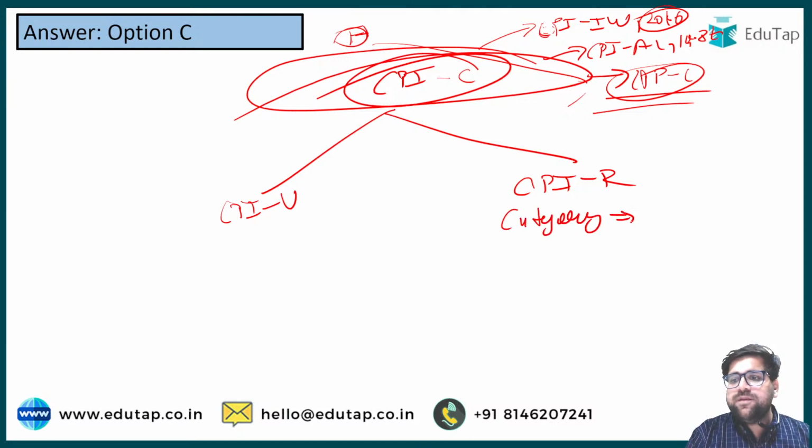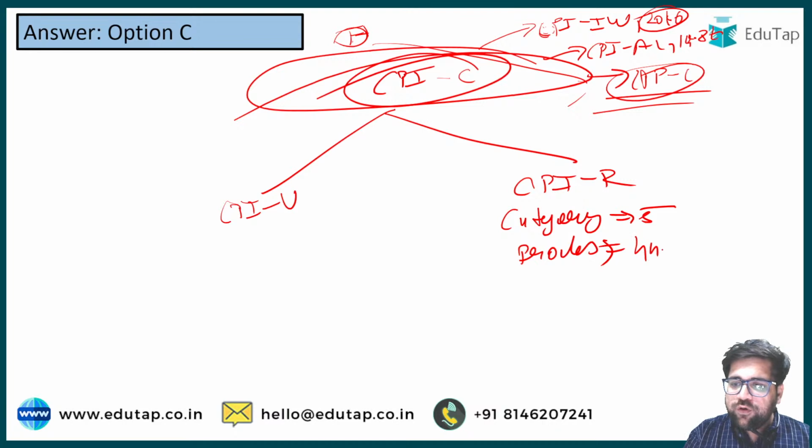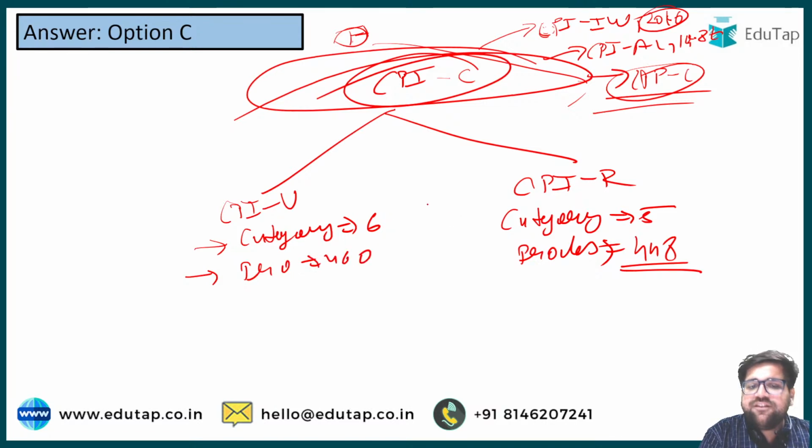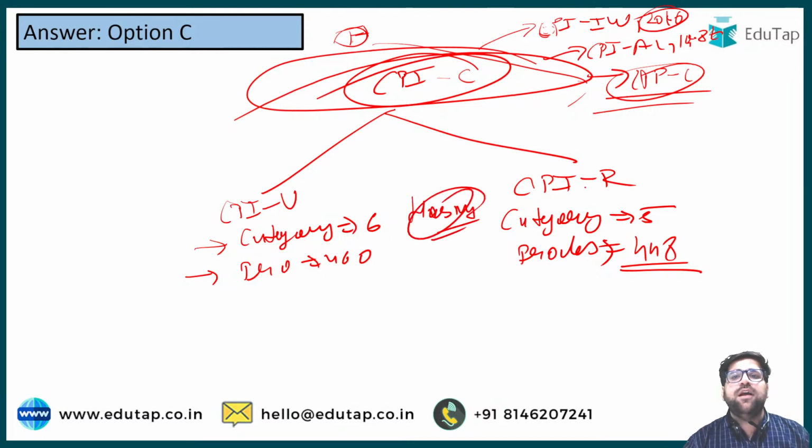CPI Rural, there are 5 categories and the total number of products is 448. Please note this particular point. Under CPI Urban, there are a total of 6 categories, and the total number of products is 460. Now my dear friends, the only category which differentiates CPI Urban and Rural is housing. The housing sector is not there under CPI Rural.